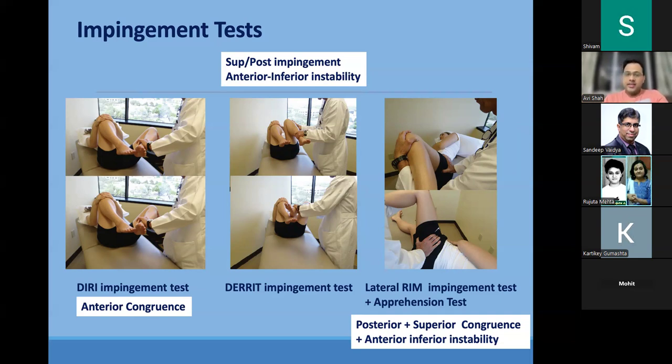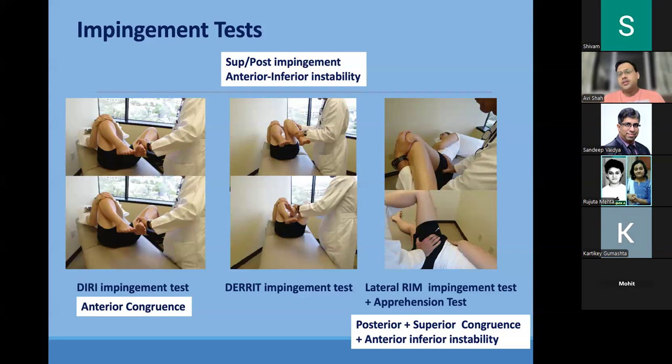The second test, in the same hip at 90 degrees, similarly in abduction, now from internal you start externally rotating the hip. Once you start externally rotating the hip in this 90-degree flexion, because of the position of the hip, if the patient gets groin pain or buttock pain, this tells us that there may be a superior or posterior impingement or an anterior inferior instability.